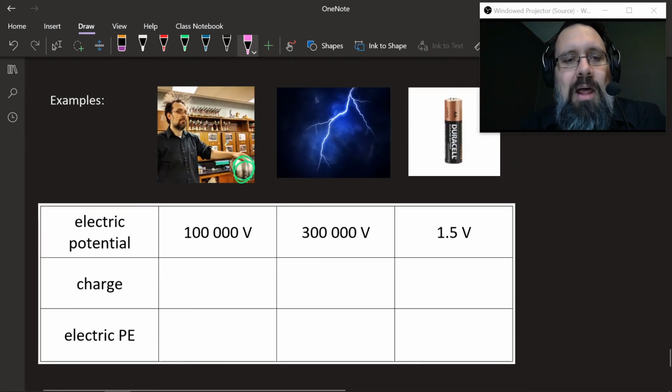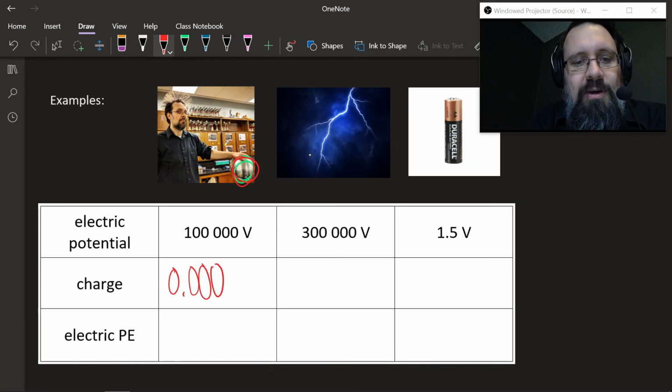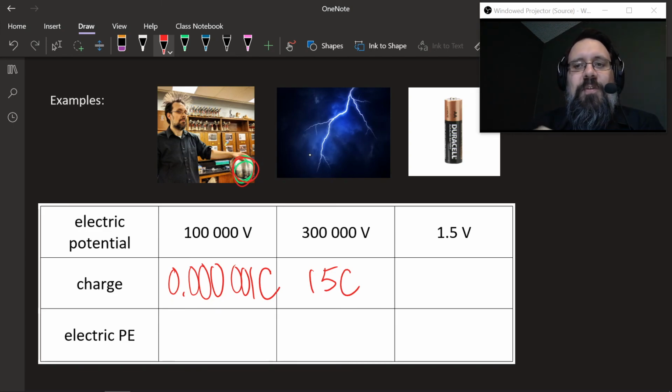So if we look at how much charge is on this sphere, it ends up being about 0.000001 coulomb. That's about a millionth of a coulomb, or a microcoulomb. How many coulombs are in a lightning strike? It's about 15 coulombs. And how many coulombs are in a AA battery? If you were to fully discharge the battery, plug it in and let it drain completely, how much charge would be flowing out of the battery? It's 5,000 coulombs.